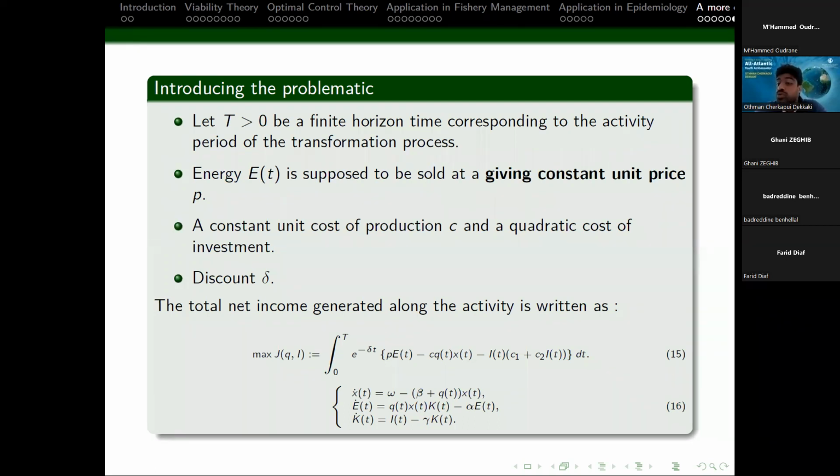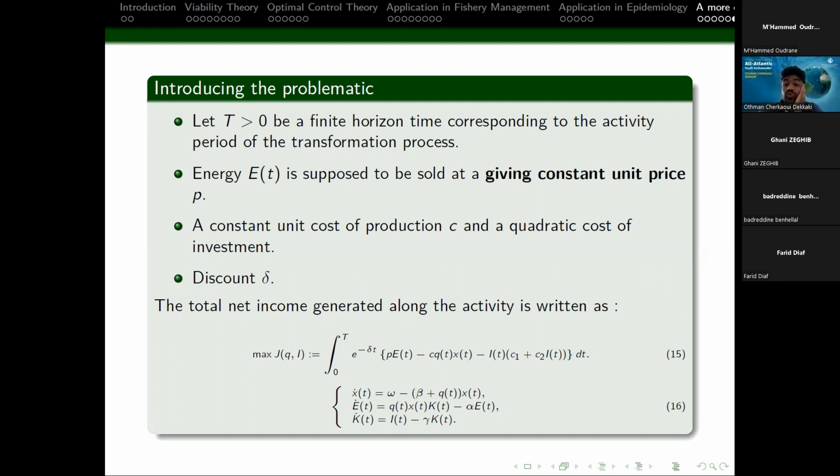The energy is supposed to be sold at a given constant unit price P. Here we just choose to sell the energy at a constant price to avoid inflation, meaning when there is higher energy demand, the price will not go up, and when there is lower energy demand, the price will not go down. We will sell it at a constant price the whole time, just to avoid inflation in other prices.